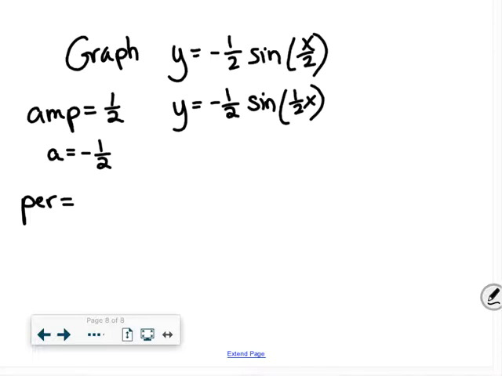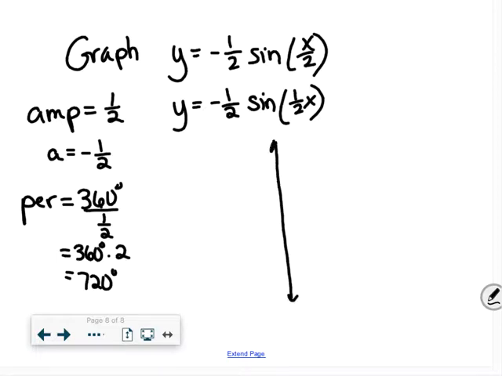So my period length will be 360 degrees divided by 1/2. So that's 360 times 2 over 1, or just 2. So that's 720 degrees. So I make 4 ticks to the right, 720 degrees. That means the second tick is 360.